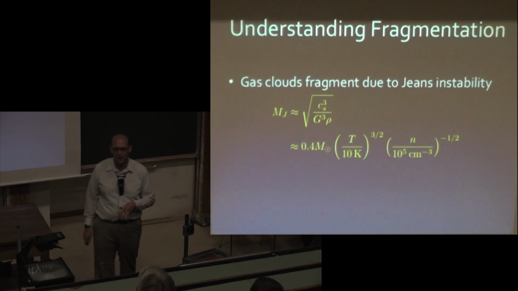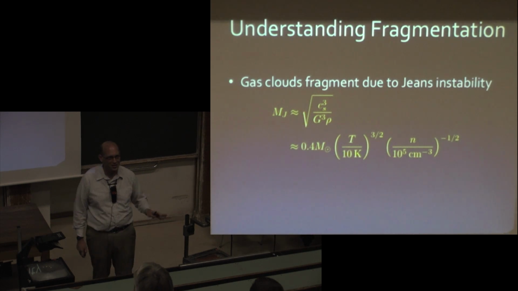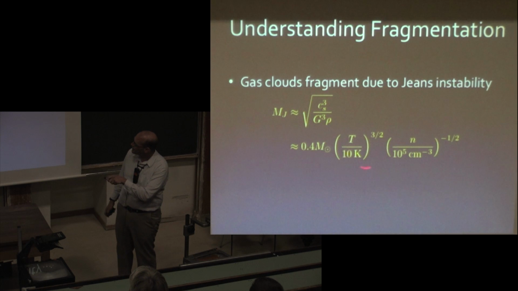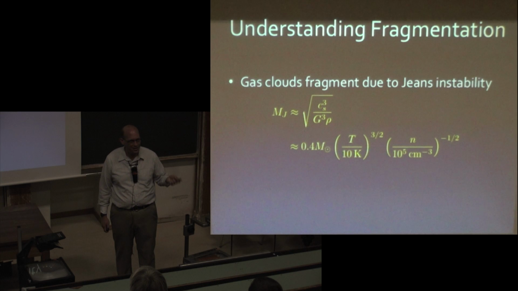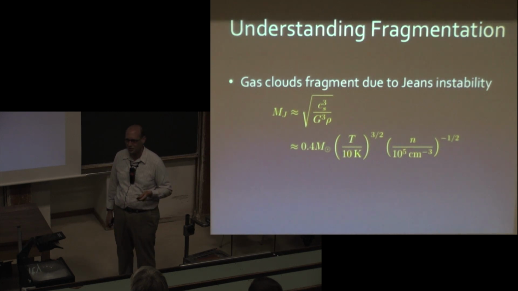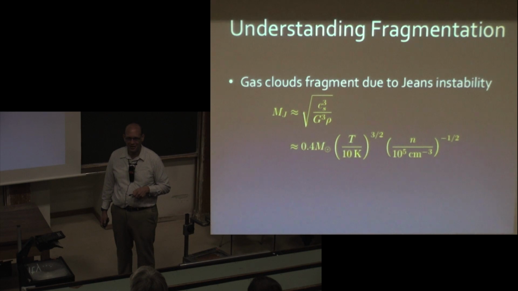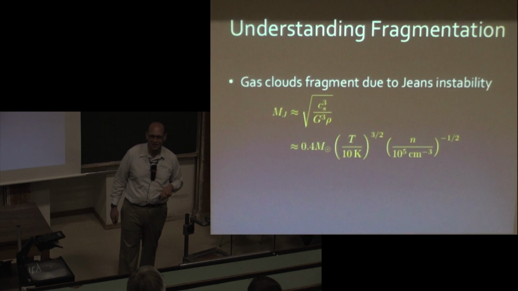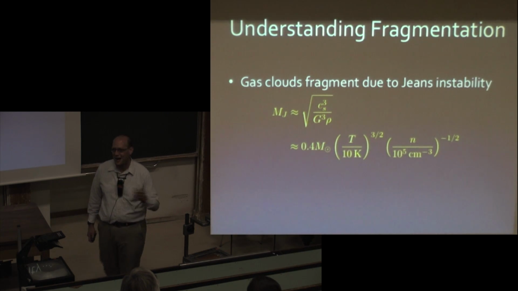There's a problem with this argument. The problem is it's total bullshit. Why is it total bullshit? Well, the reason is, I pulled a fast one. Saying the temperature is 10 Kelvin, that's not so bad. Molecular clouds are pretty close to isothermal. How did I get that density? Well, the answer is I knew what I wanted to get out, so I put in the number that would give it to me. Molecular clouds do not have a constant density.